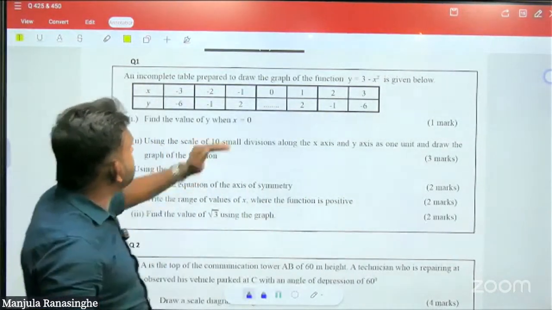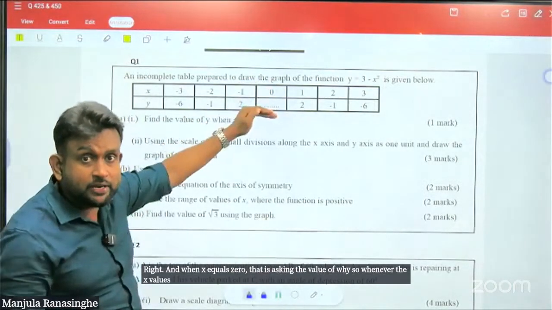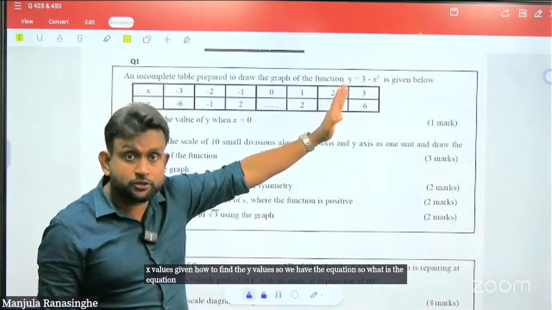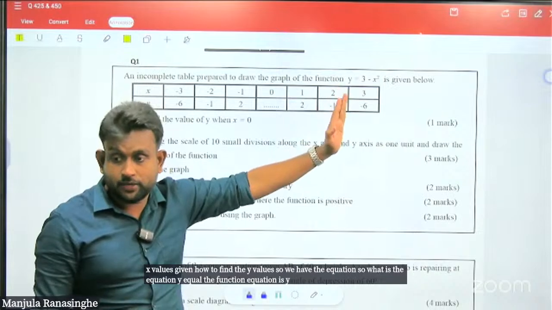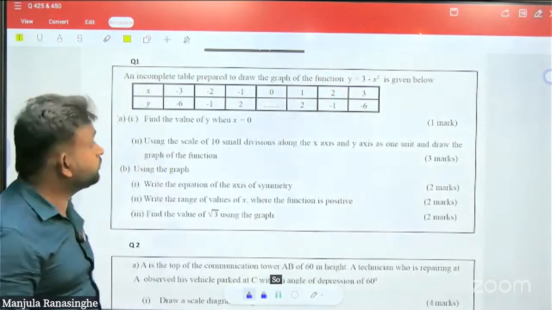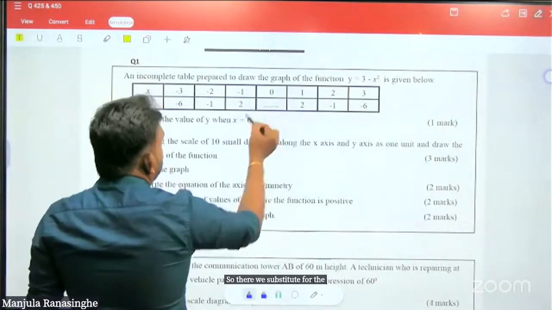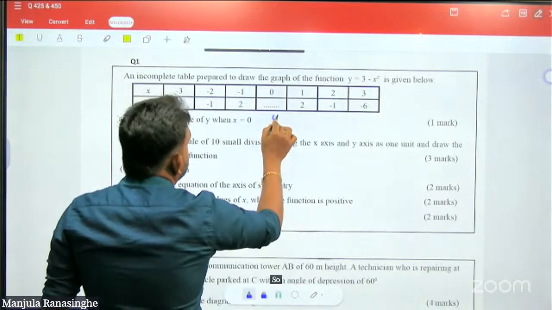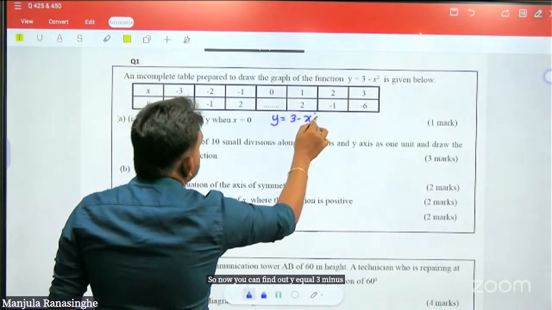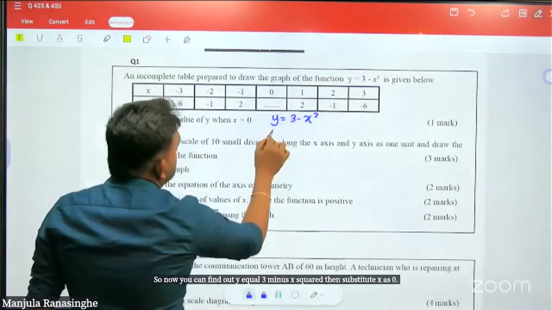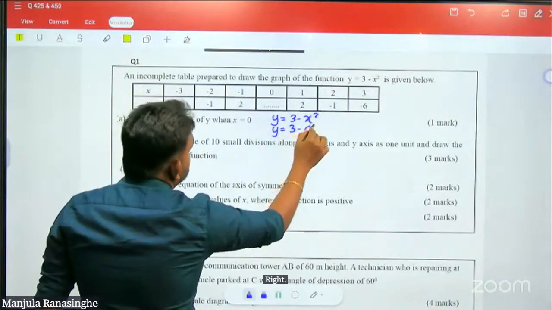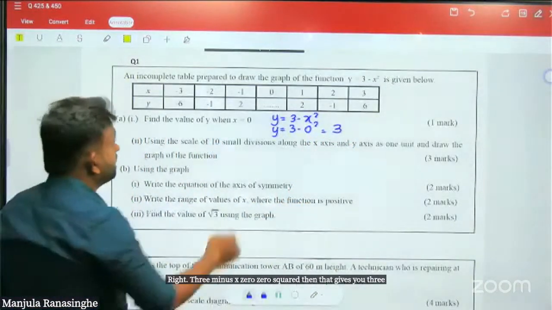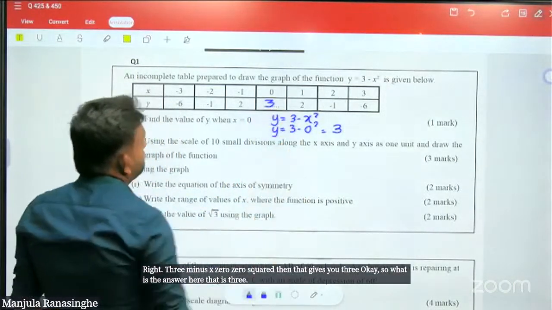Right. And when x equals 0, that is asking the value of y. So whenever the x value is given, how do we find the y values? We have the equation. What is the equation? The function equation is y equals 3 minus x squared. There we substitute x as 0 in the function given. So y equals 3 minus x squared, then substitute x as 0, right? 3 minus 0 squared, then that gives you 3. So what is the answer here? That is 3, y equals 3.